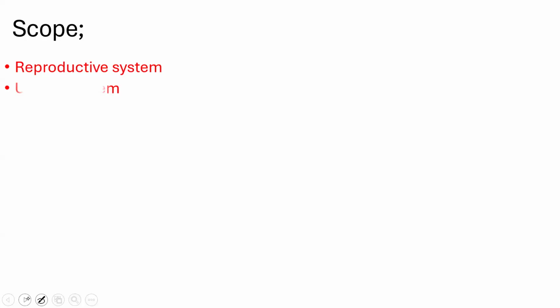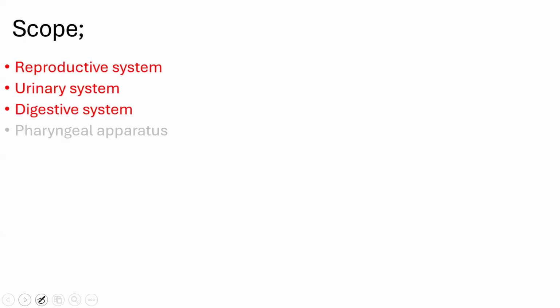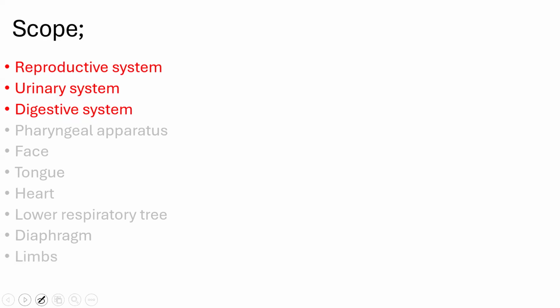The scope for today is very easy. Reproductive system, urinary system, digestive system, easy stuff. We have already covered the other topics: the pharyngeal apparatus, the development of the face, the tongue, the heart, the lower respiratory tree, the diaphragm, and also the development of the limbs. We have already done that.